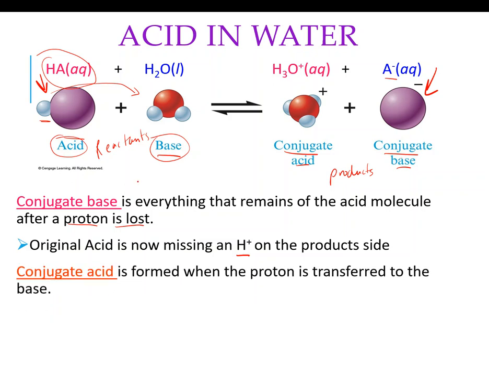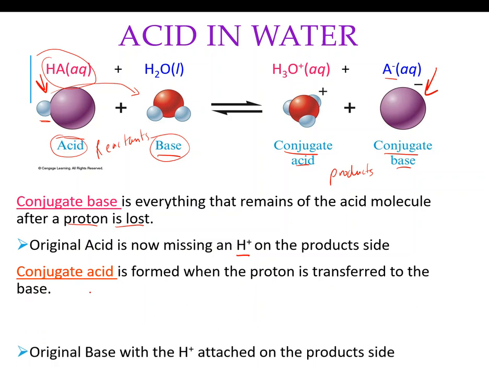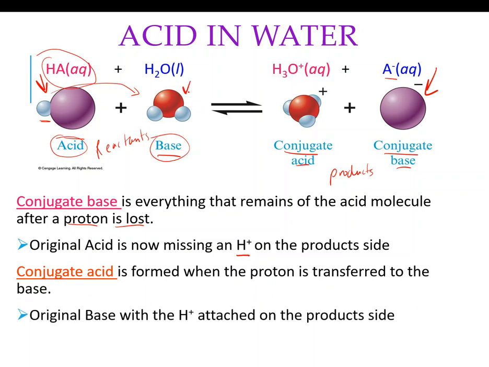The conjugate acid, of course, is formed when the proton is transferred to the base. So if we're looking at our original base, in this case, the original base was water. We're looking for H2O with an additional hydrogen. Well, that happens to be hydronium. So hydronium turns into the conjugate acid. The conjugates are always on the product side. The acid-base labels are always on the reactant side.